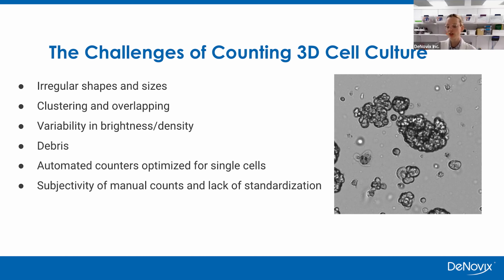There are challenges with counting these complex structures. To the right is an image of some in-lab grown tumor spheres. You can see very clearly the irregular shapes and sizes. They are not uniform. There can be clustering and overlapping of these structures. There might be variability in density, which as a result of bright field microscopy will result in variability in brightness. Depending on the integrity and health of your sample, there might be debris and dissociated objects, and the automatic cell counters in the field are optimized for single cells, not these structures.